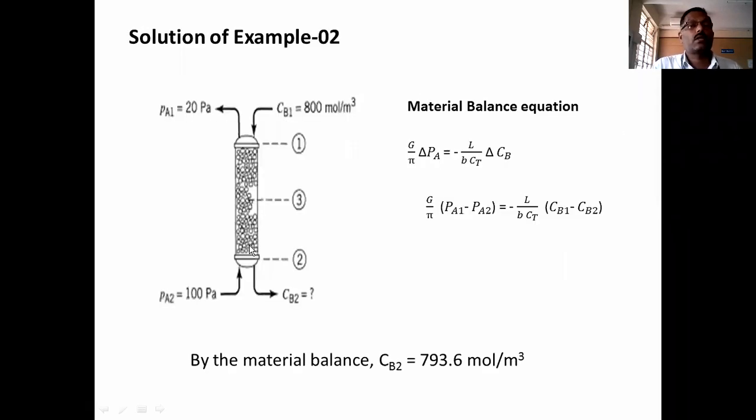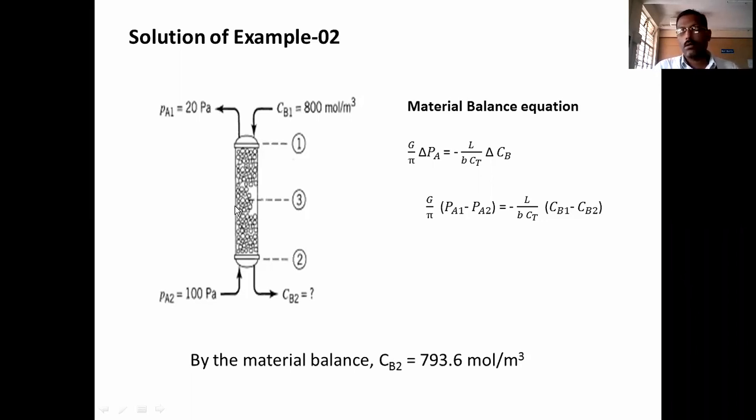Now, this is the tower. This is the given. So PA2, the input, is given as 100 Pascal. So what is the output? Now 80% is to be removed. Meaning how much remains?